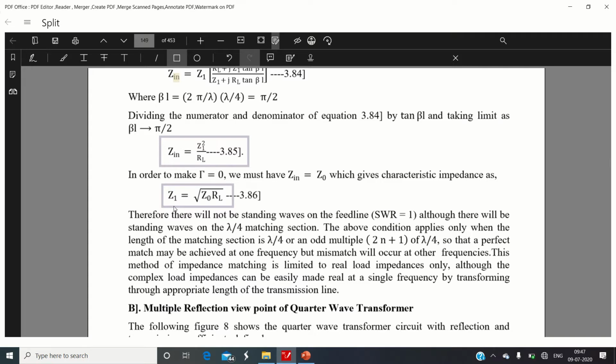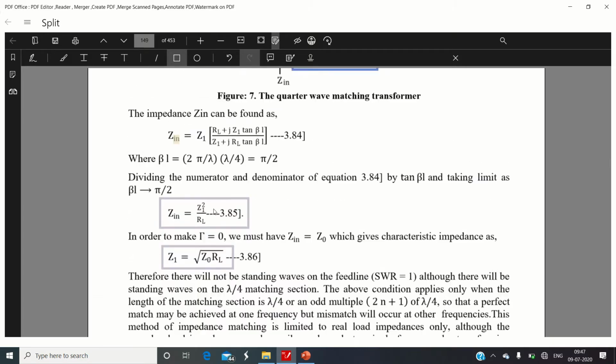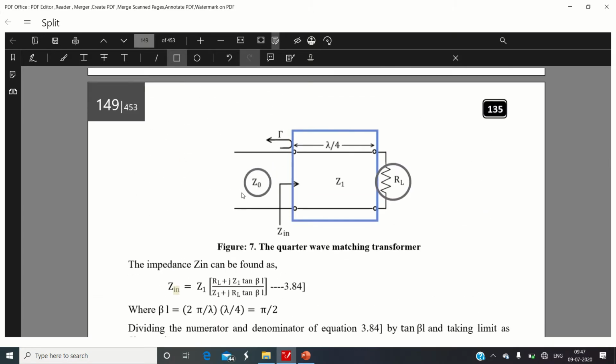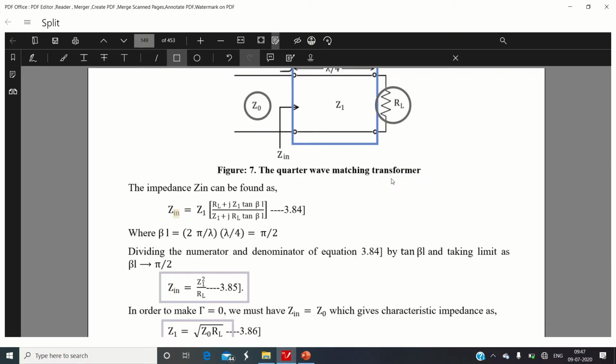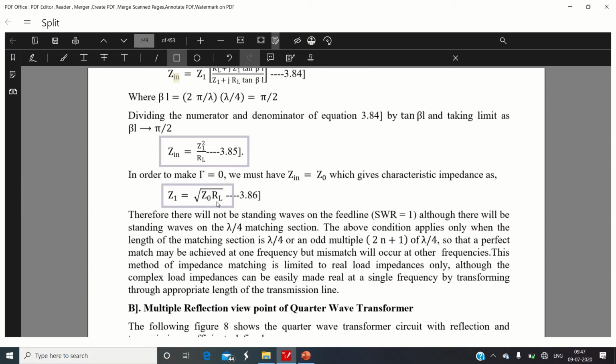What it indicates is that the impedance of the quarter wave transformer is simply a geometrical mean of the characteristic impedance of the transmission line and the load impedance with which we want to match it. So it is square root of Z0 into RL, right?